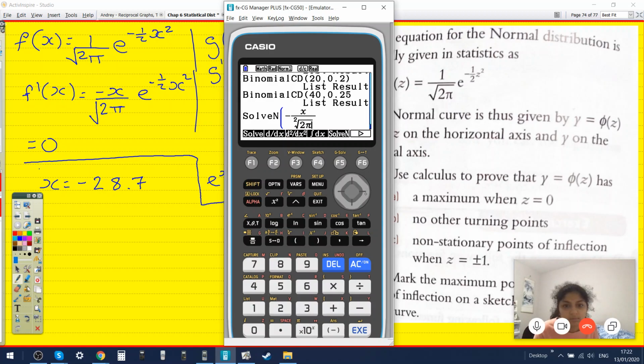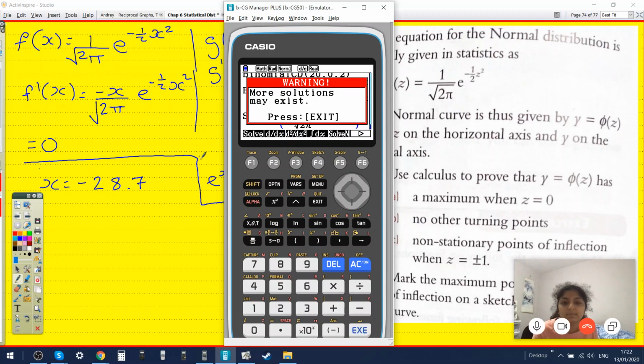We want square root of 2 pi. Shift, where's e on this one? Oh yeah, e to the minus half x squared, and this whole thing is equal to 0. Shift equals 0, and then we press equal to solve it, is it? Yeah. Sure.